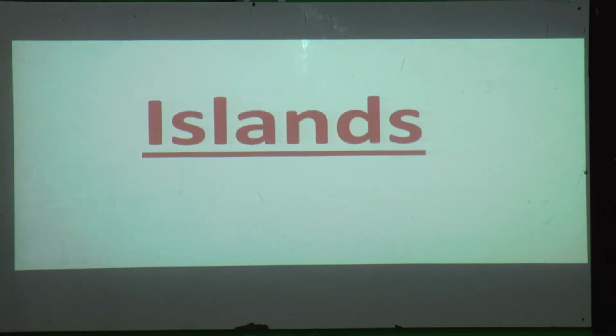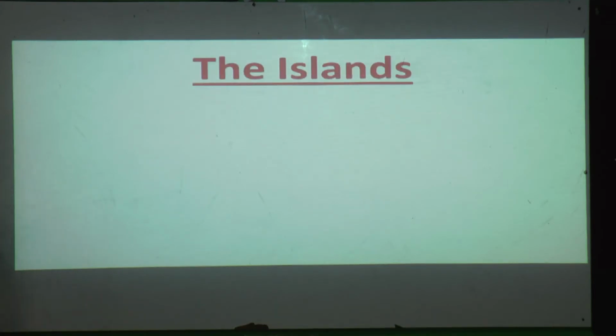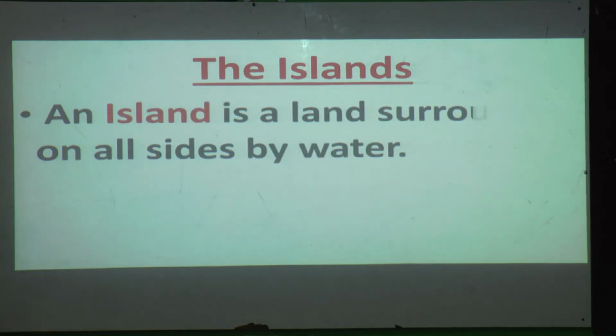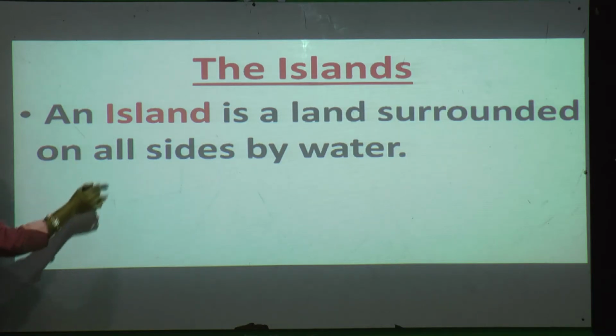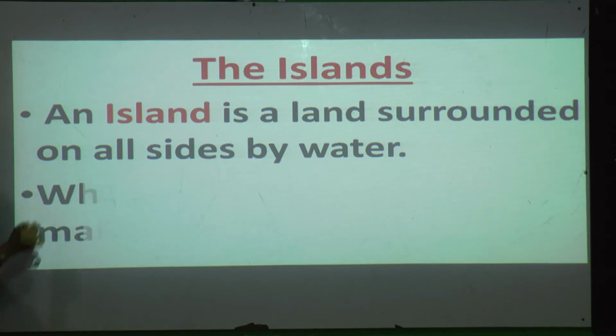Now come to the point of islands. Now, what are islands? First of all, tell me, I also told you previously what islands are. Yes, a piece of land surrounded by water. An island is land surrounded on all sides by water. Okay, all sides should be covered by water. Then it is called an island.